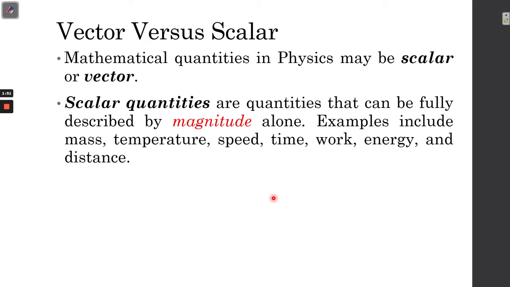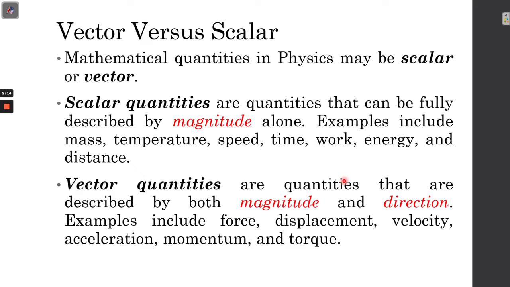So for example, temperature, it's 30 degrees Celsius. Time, it's 5 o'clock in the morning. So it's usually those quantities that have a number and just a unit. A number and a unit. 1 meter, 3 seconds, 5 kilograms. So those are examples of scalar quantities.